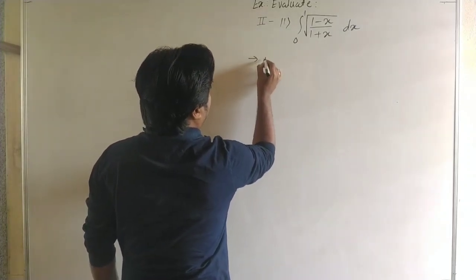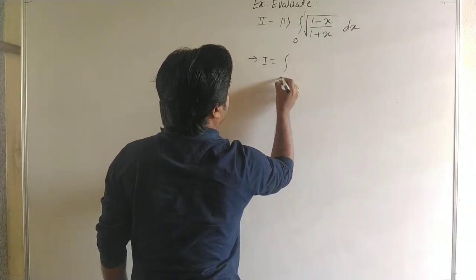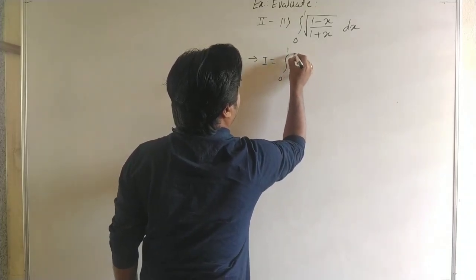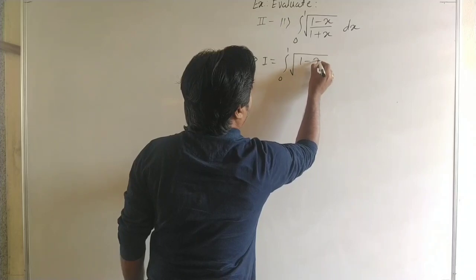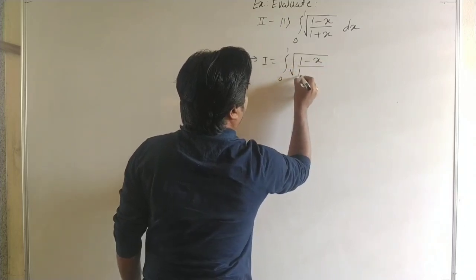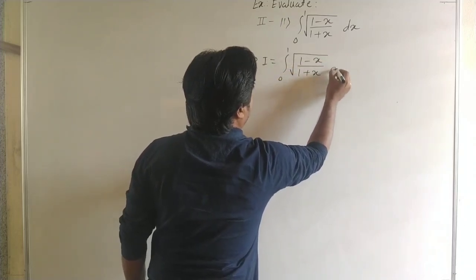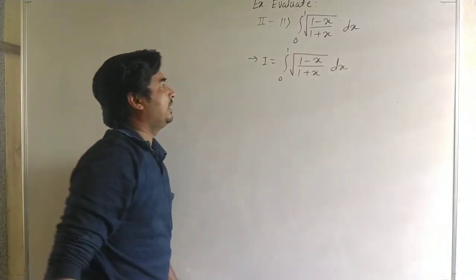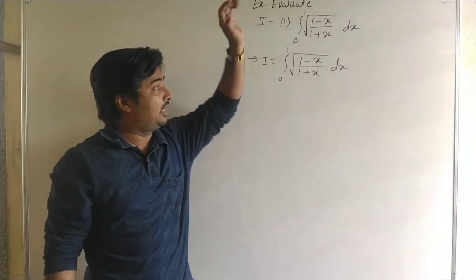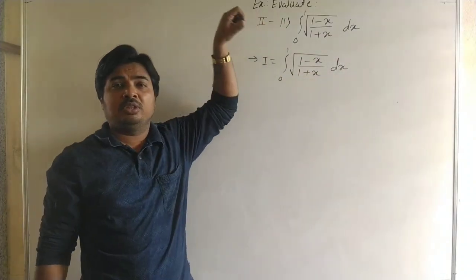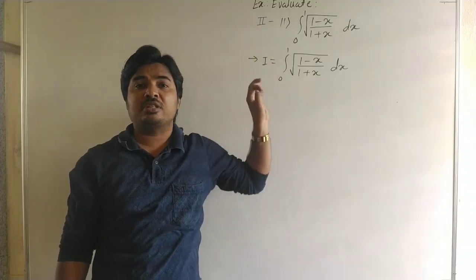Here, integral 0 to 1 under root of (1 minus x) upon (1 plus x) dx. Now, how to find the integral of this? Okay, here it is in the type of the integrals of the special substitution.